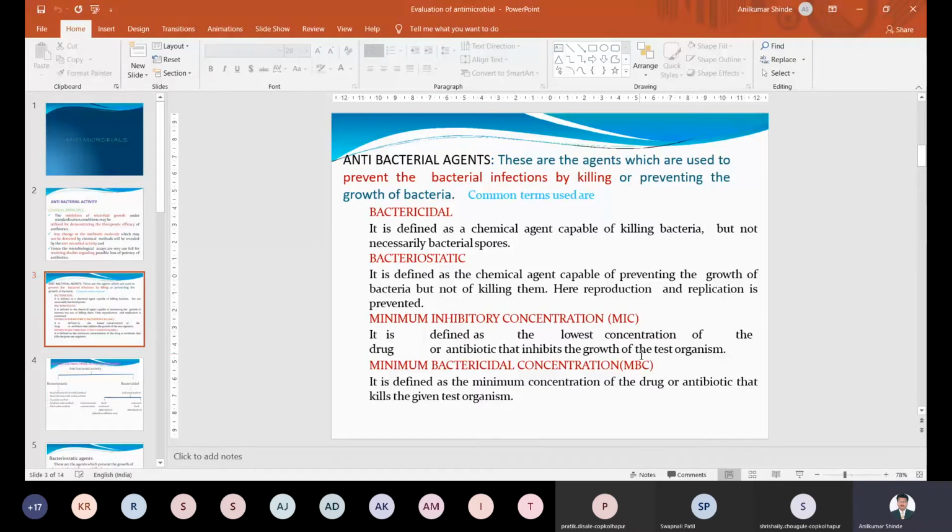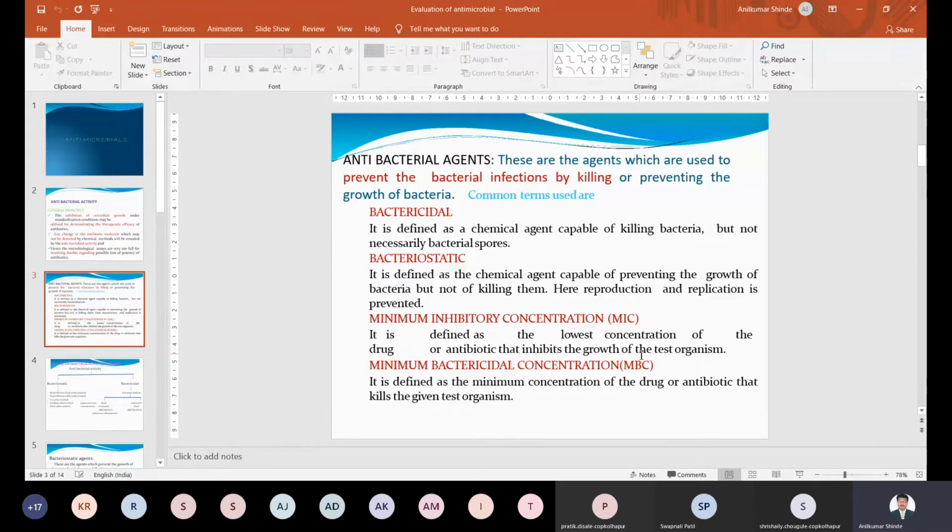So how much is the lowest concentration that will inhibit the growth of the microorganisms or not? This is called the minimum inhibitory concentration. Then the minimum bactericidal concentration: the minimum concentration of a drug or antibiotic that can kill a given test organism.